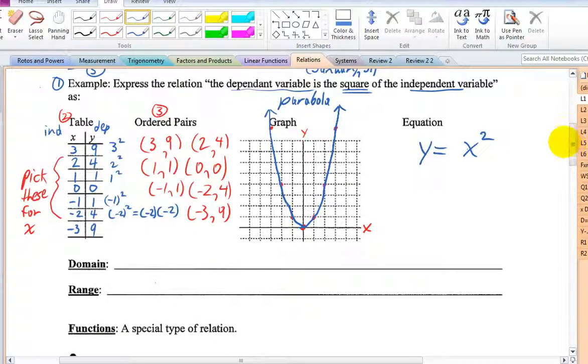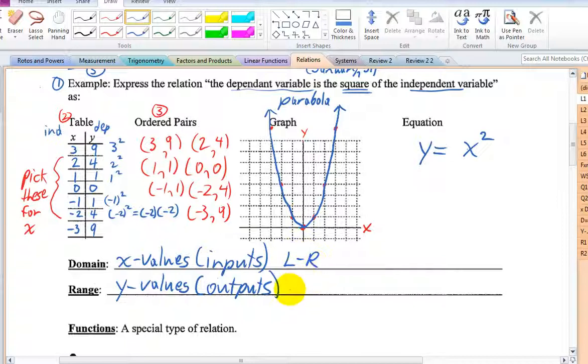So here we want to talk about domain and range and define them. Domain is your x values. That is your inputs. Your range would be your y values. Those would be your possible outputs. Now keep in mind your domain is kind of your left to right, and your range is your up and down.